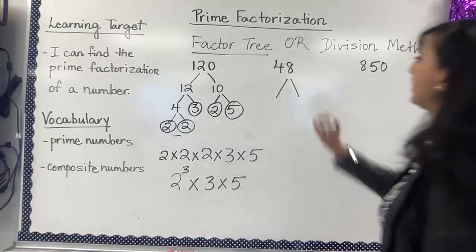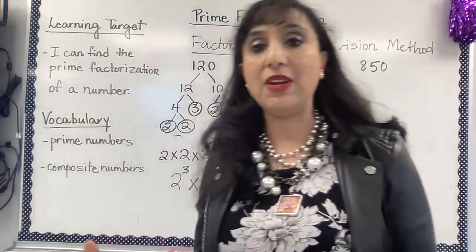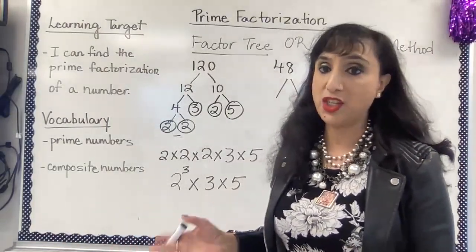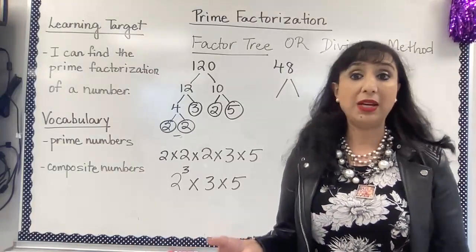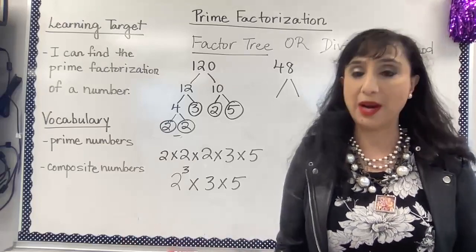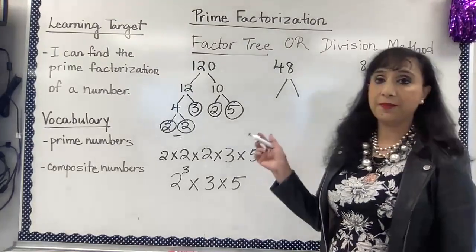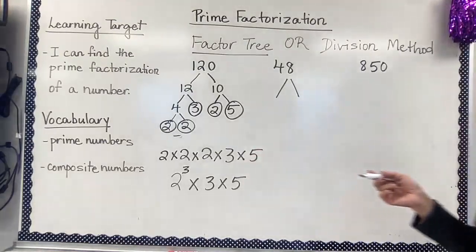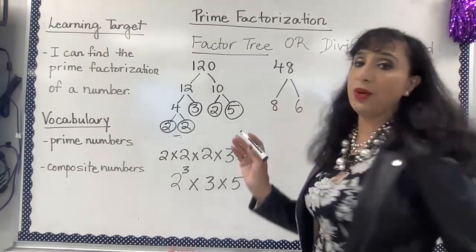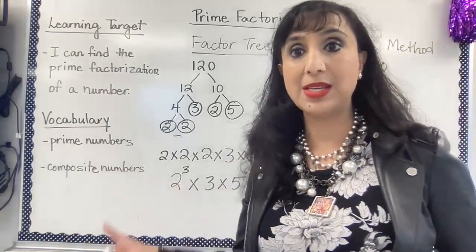So let's look at 48. I know that 48 is an even number because based on divisibility rules, it will definitely be divisible by 2. But there are other ways. I mean, it doesn't matter what you begin with. At the bottom, you will end up with exactly the same prime numbers, okay? So I can do 2 times 24, right? Or I can do 8 times 6. Whichever method you use, you will still end up with exactly the same prime numbers at the bottom.